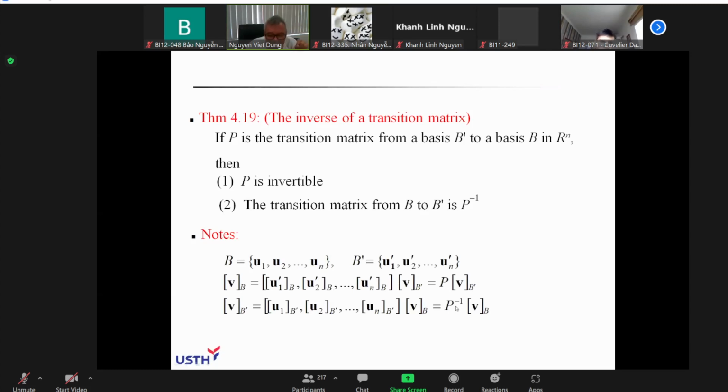And for P inverse, we don't have to find the inverse of P. We can do it very easily this way. You take the coordinate columns of u1, u2, up to un relative to the basis B prime. So that is the relation between B and B prime, and how we can change from the basis B into B prime or vice versa.